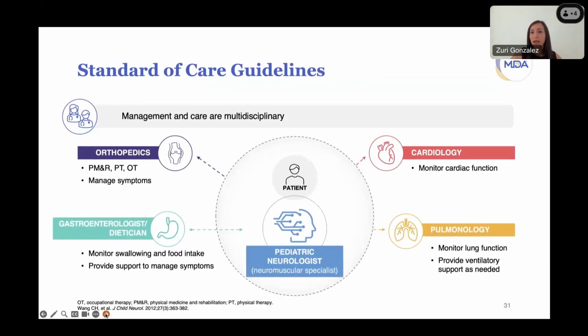And now I'm going to let Dr. Anacon tell us more about standard of care. Thank you, Zuri. That was wonderful. So I will review the standard of care guidelines.